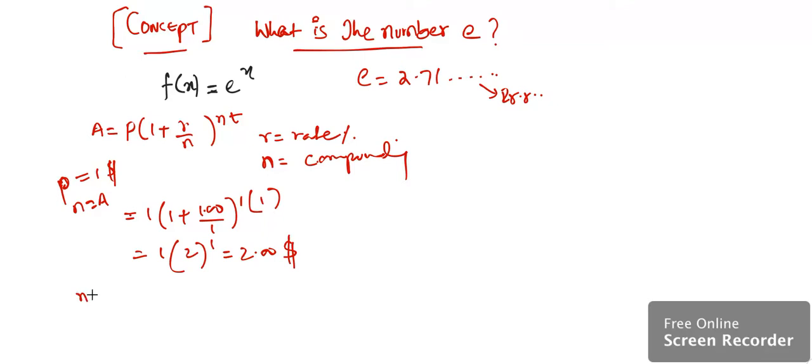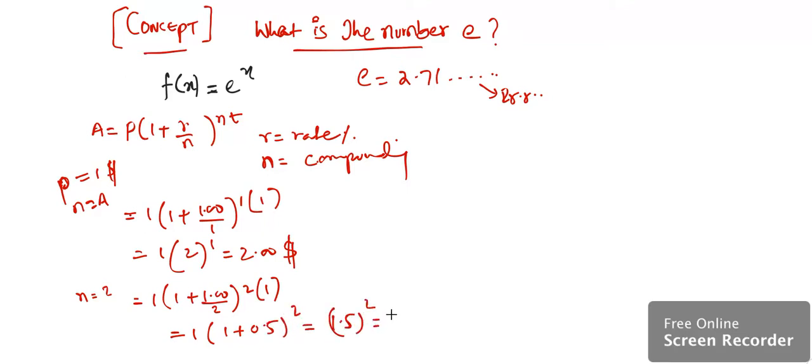What if I make it 2, meaning I'm compounding half yearly now, with a 100% rate? The same investment of 1, twice in a year. So it will be 1 plus half, that is 0.5, basically 1.5 squared. So at the end of the year, when I'm doing it twice, I'm going to get $2.25.